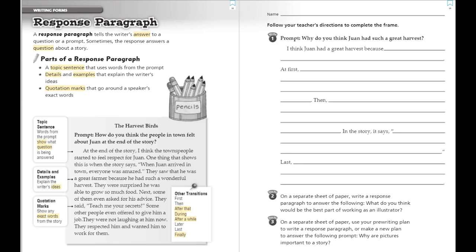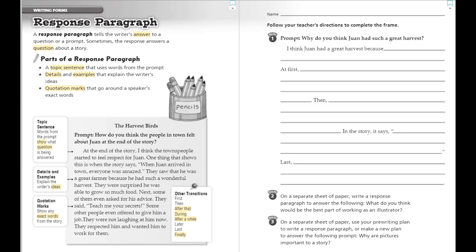And then over on the left-hand side, it says quotation marks. Quotation marks show any exact words, highlight exact words from the story. So you can see where it shows, teach me your secrets. Those are exact words from the story that the writer is using to explain.